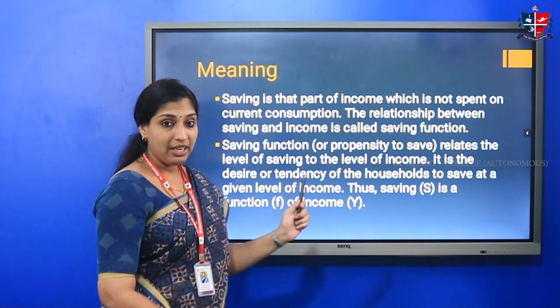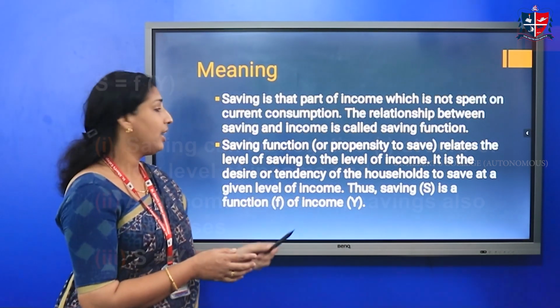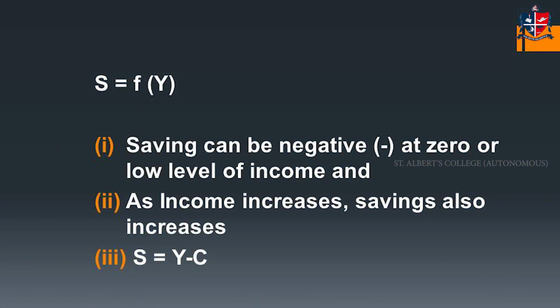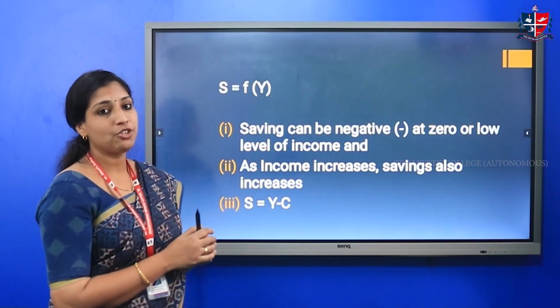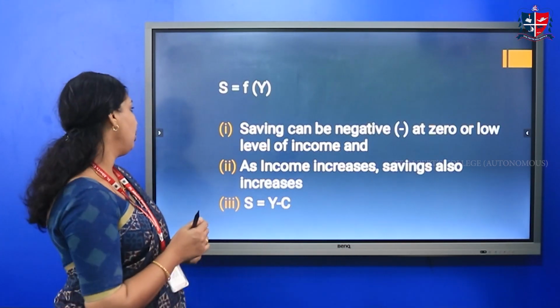So we can write the saving function as an equation like this. S is equal to a function of Y, where S is saving and Y is actually the disposable income of the people.